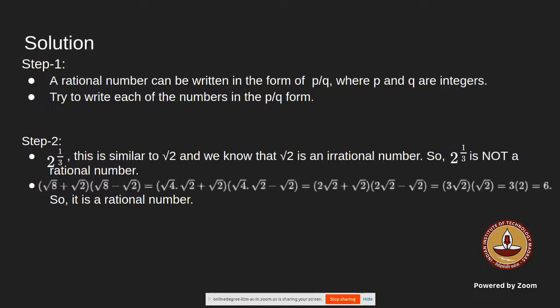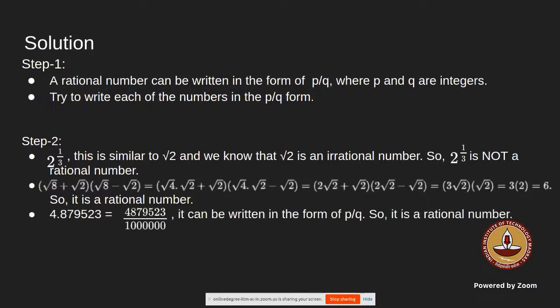Anyone has any doubt in this second number? Okay. So this is a rational number, right? We can express it as 6, so it is 6 by 1. It is an integer, so obviously it is a rational number.